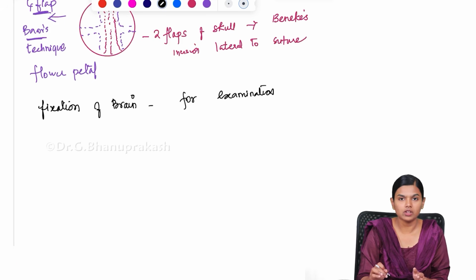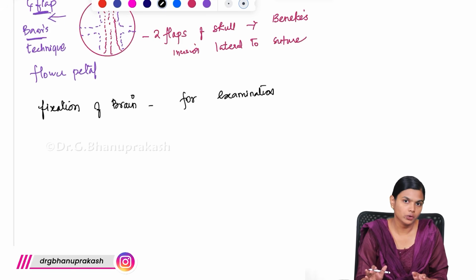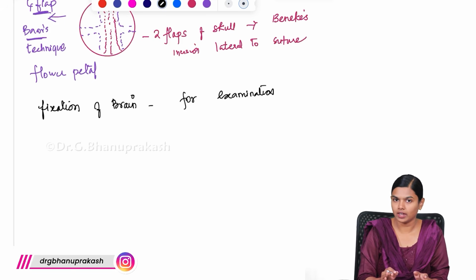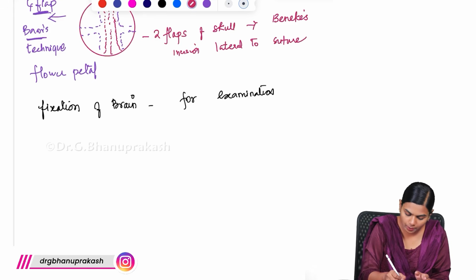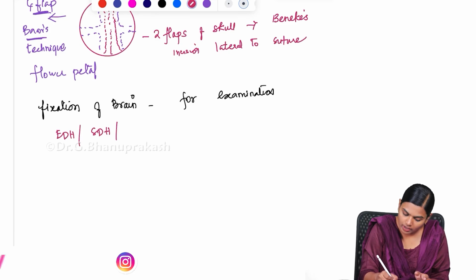But if it is a case of some hemorrhage, what we have to do is, we have to know whether it is a case of extradural hematoma, subdural hematoma, subarachnoid hematoma, or parenchymal hematoma.